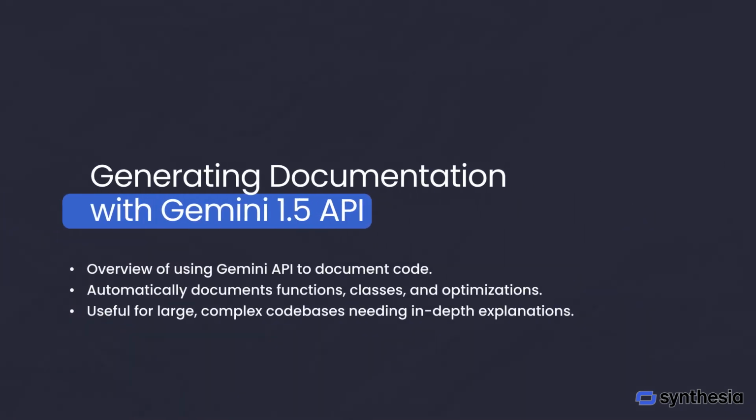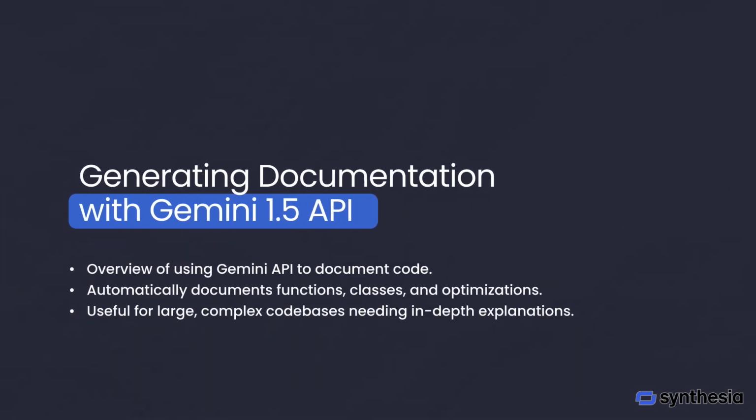Now, let's generate the documentation. We'll use the Gemini 1.5 API to process each code file and generate detailed documentation for functions, classes, and other key components. You'll see how to pass the code and file name to the API, which will return a comprehensive explanation of the code along with any optimizations. This feature is especially useful for documenting large or complex code bases.